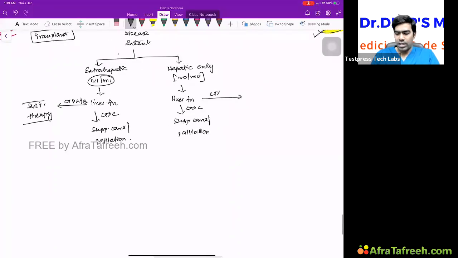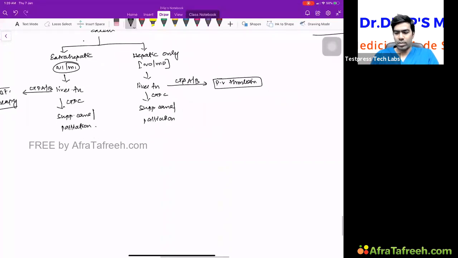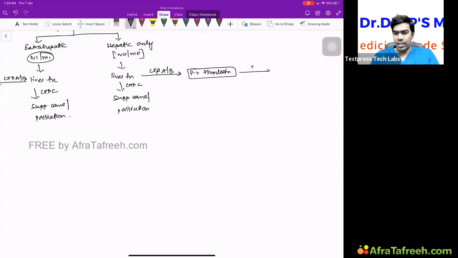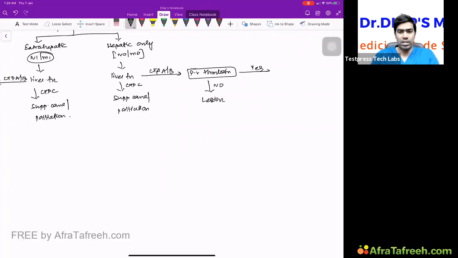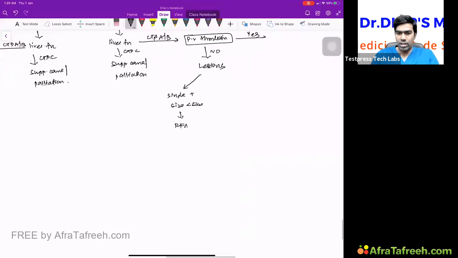If the patient is having CTP A or B, okay liver function, in this setting, I need to see the next step, that is whether the patient is having a portal vein thrombosis or not, which means portal vein invasion is there or not. If the patient is not having portal vein thrombosis or portal vein invasion, then in that setting, I need to see the number of lesions. If there is only a single lesion, and it is less than 5 centimeter, then the best option is radiofrequency ablation. Other options include microwave ablation.